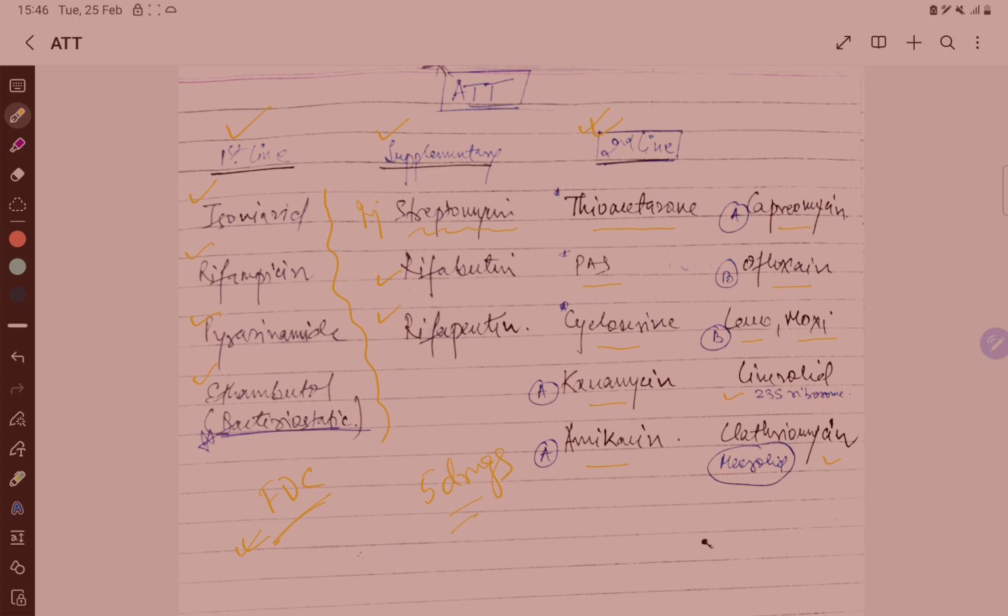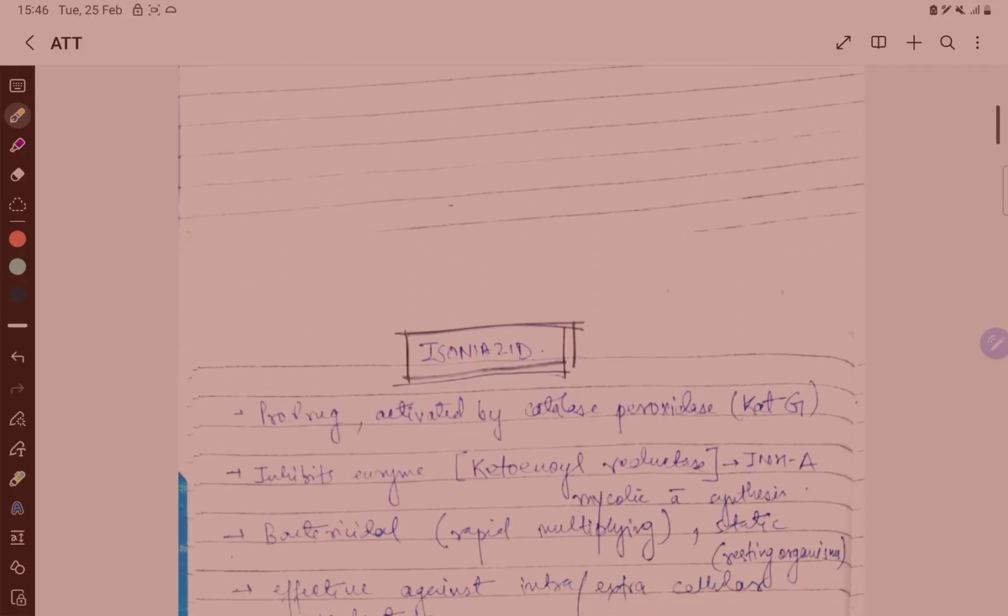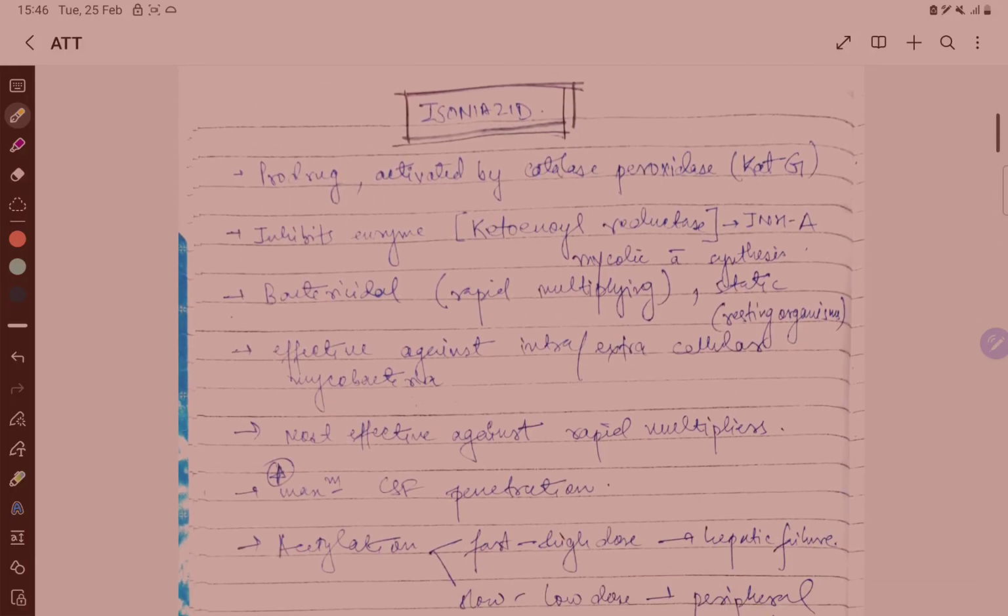Now here the first drug is isoniazid. Suppose there is isoniazid, there is pyrazinamide, there is ethambutol, and there is rifampicin.